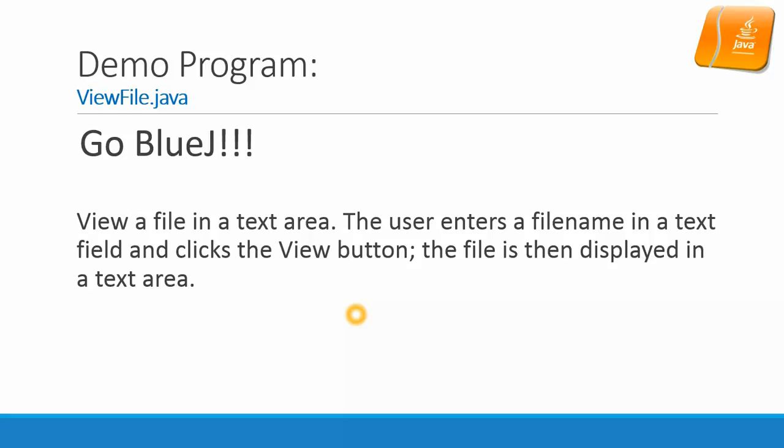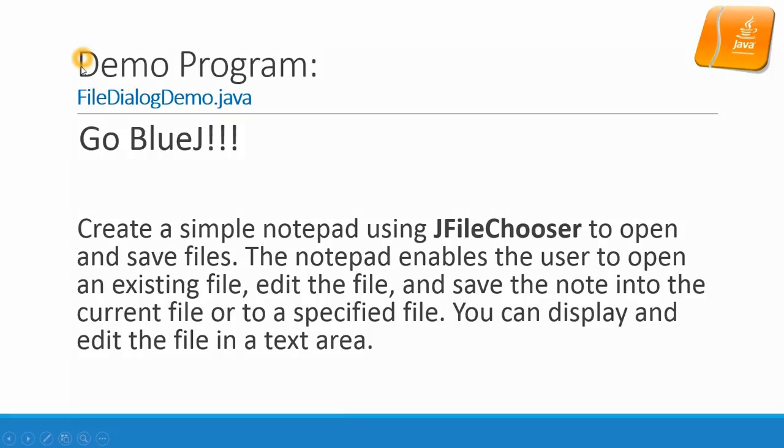This is one example of using the buffered input. Let's look at another. We have another demo program called FileDialogDemo.java. It will create a simple notepad using JFileChooser to open and save files. The notepad enables the user to open an existing file, edit the file, and save the note into the current file or to a specified file. You can display and edit the file in the text area. Let's look at the program.